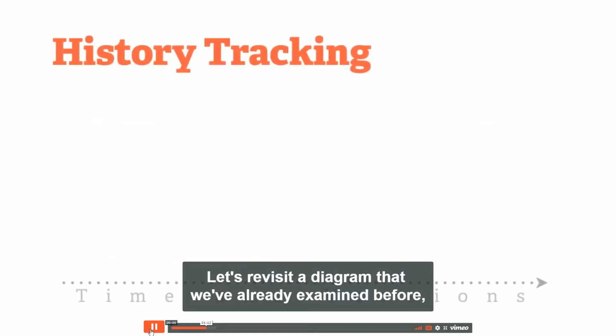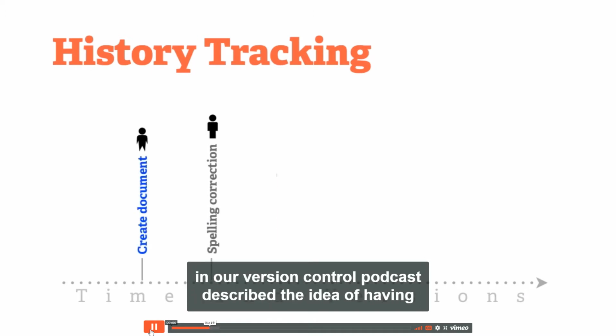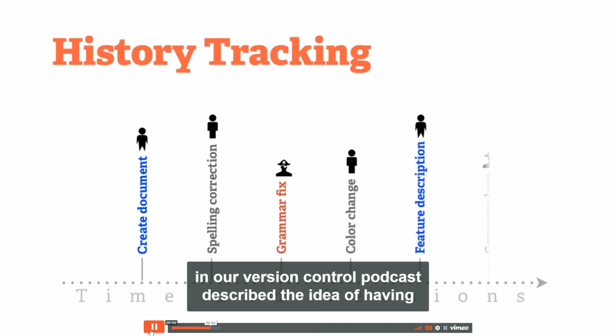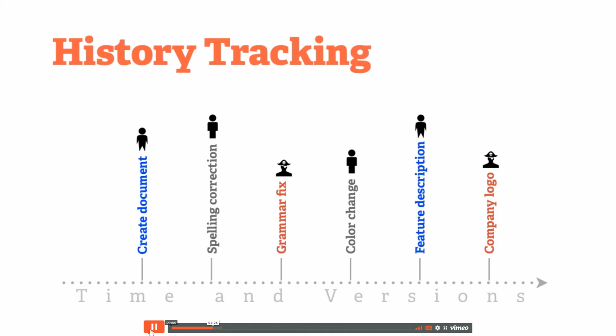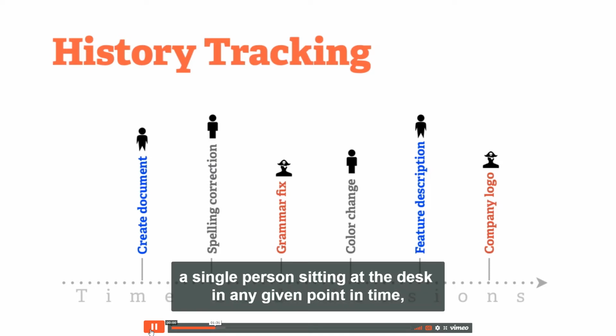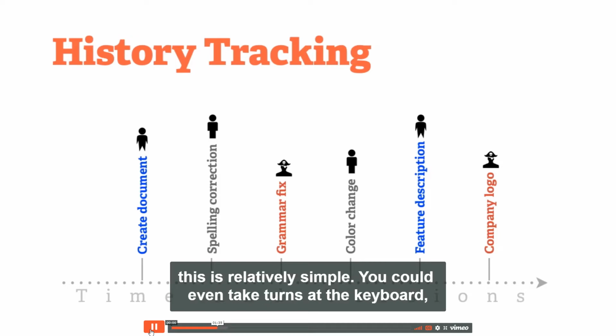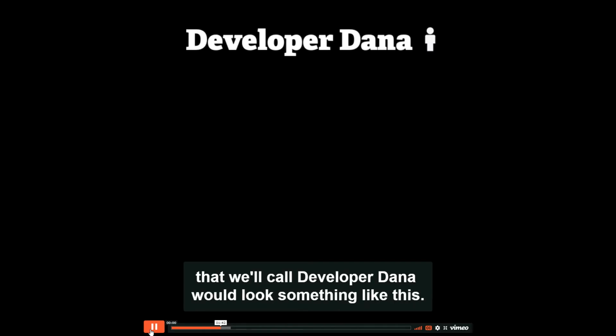Let's revisit a diagram that we've already examined before, and that's one of history. This idea that we brought up in our version control podcast described the idea of having many people contribute to a project. If we look at that from the perspective of just a single computer, a single person sitting at the desk at any given point in time, this is relatively simple. You could even take turns at the keyboard, and the implementation in Git at the command line for someone that we'll call developer Dana would look something like this.